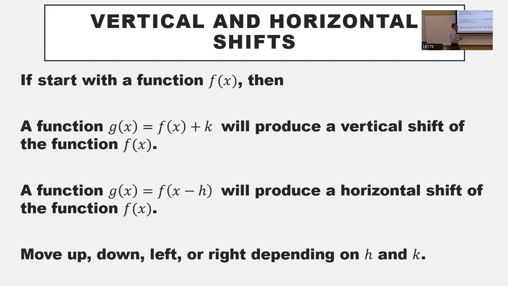That should kind of make sense because our inputs are x values, our outputs are y values. So adjusting the output, shifting it up and down, shifting the y. Adjusting the inputs basically moves things horizontally. And you can adjust up and down depending on what the value of k is. You can adjust left and right depending on what the value of h is.